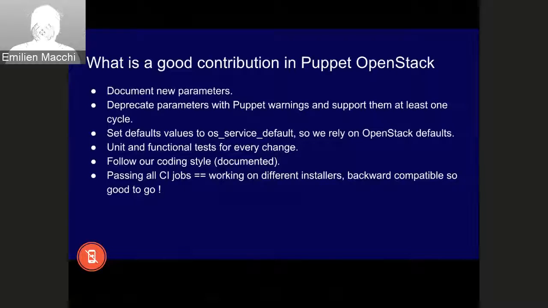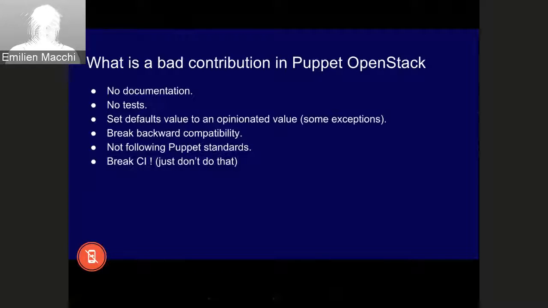Okay, what is a bad contribution now? Obviously, no documentation, no tests. Something I can see most of the time is that people try to set a default value to an opinionated value. For example, if you create a parameter in Nova and you set the default value to, I don't know, false, but the default in Nova is true, that's something we just don't want.